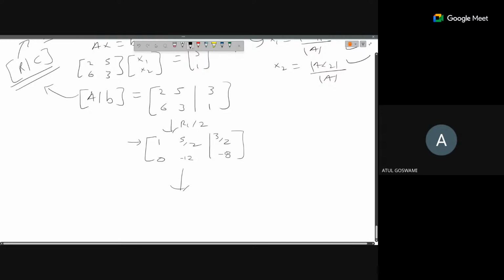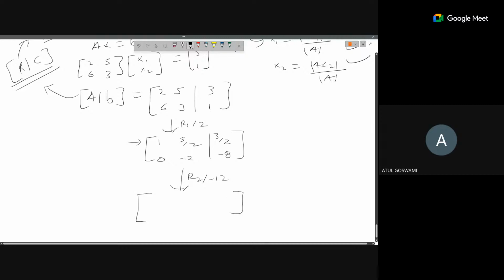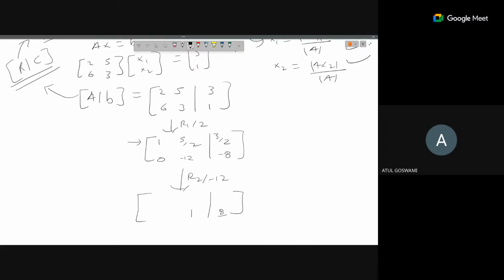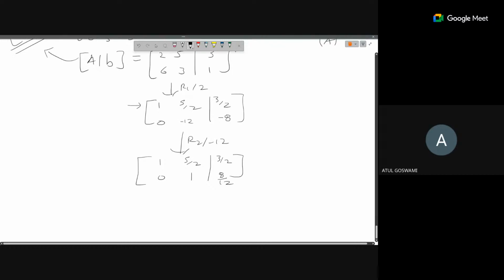Now we have the leading entry in the second row, so we divide the second row by minus 12. In that case we get 0, 1, and 8 divided by 12, with the first row 1, 5 by 2, and 3 by 2. Now you can see this is REF, right?